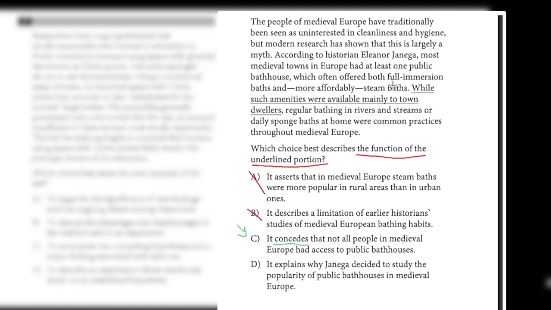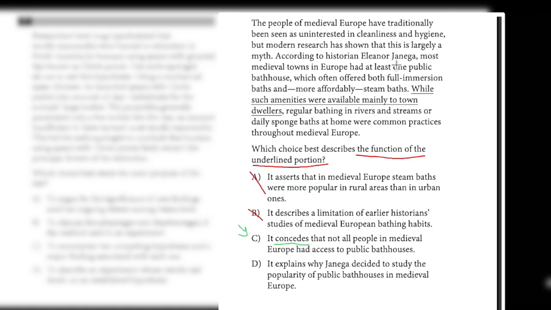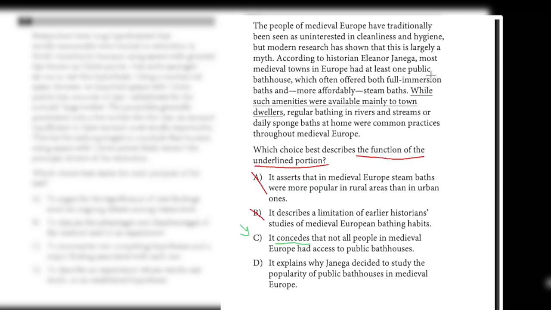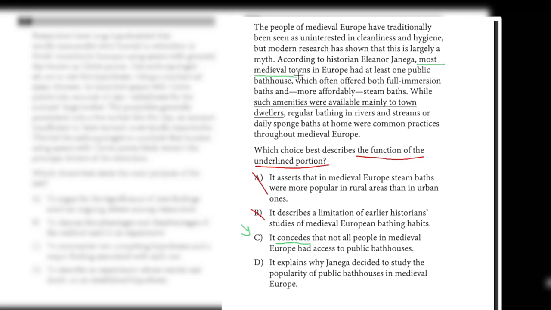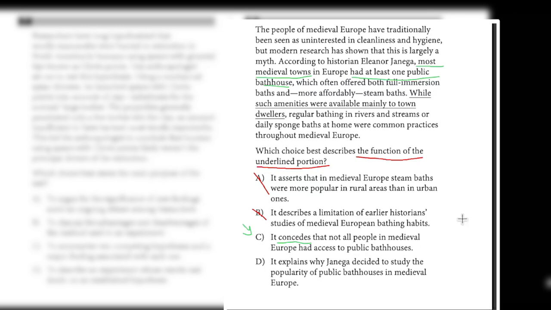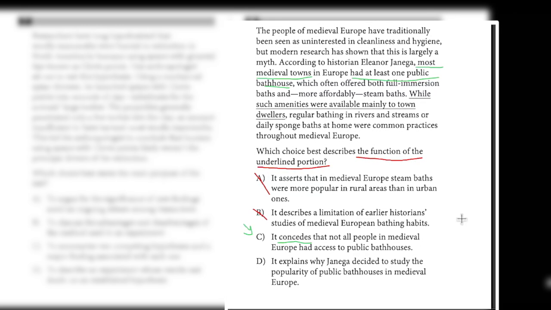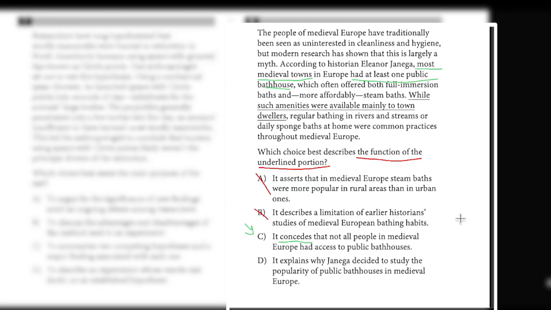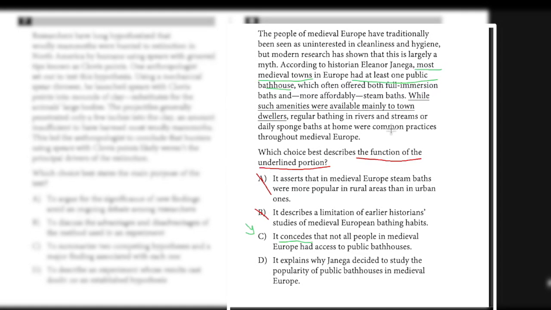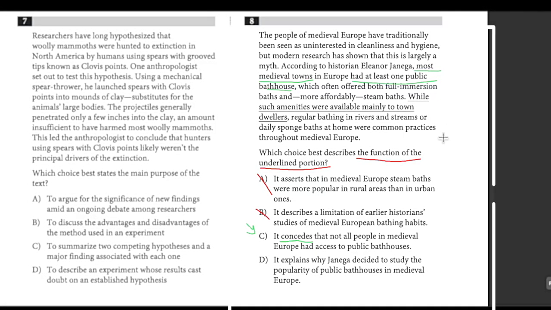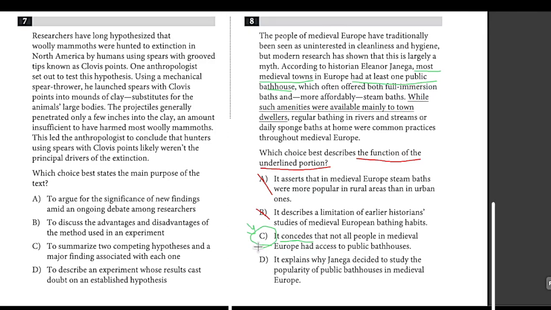Let's see. According to historian Eleanor Janega, most medieval towns in Europe had at least one public bathhouse. Okay, most medieval towns had at least one public bathhouse. So it does make sense that she would want to concede that not all people had access. When it says most medieval towns, it gives you the idea that there's a lot of people who have access, but then they have to let us know that these are town dwellers. So there's a lot of people living outside of these medieval towns who don't have access. So it matches my anticipation, and after looking a little closer, it makes sense as well. So my answer is C.